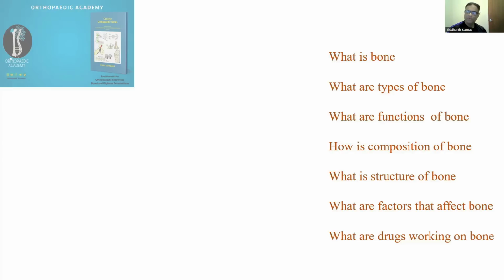Last but not the least question: what are the drugs acting on bone? Other than vitamin D, parathormone, another important drug you should tell is alendronate, which is commonly used. Alendronates inhibit osteoclast and hence reabsorption of bone, and it's a commonly used drug in osteoporosis.